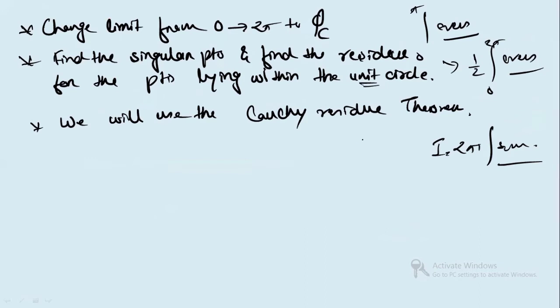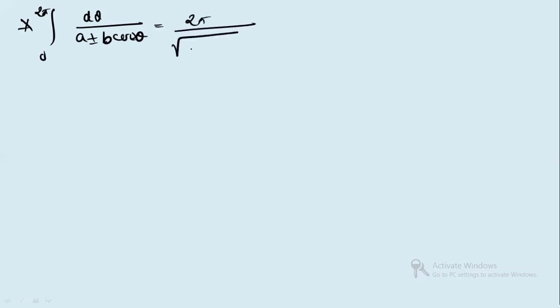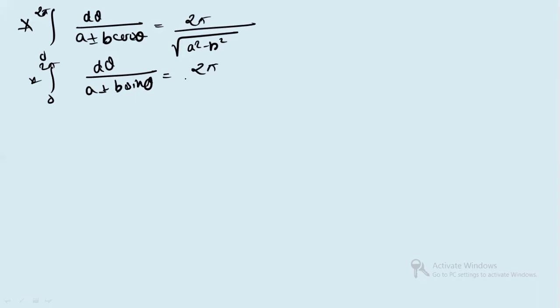Clear? Now when you solve these questions, you will see the question will be in two formats. There are some formulas from which you can directly write the answer. If you have the integration limit 0 to 2 pi, with d theta, and in the denominator a plus minus b cos theta, the formula is directly 2 pi by root over a square minus b square. Similarly, if you have 0 to 2 pi, d theta by a plus minus b sin theta, then you can also use the formula directly.